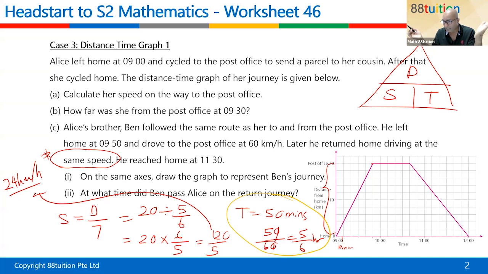And now, Alice's brother is traveling at a higher speed. He drove to the post office at 60 kilometers per hour. So you know the distance, you know the speed. What can you find? Go back to the formula. You know the speed, you know the distance, so you can find time, right? But remember, you got to express the time in hour format, not minutes. So you have to convert it. Come on, guys, you can do it.